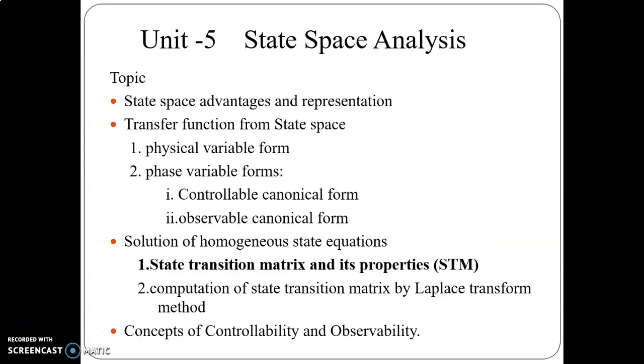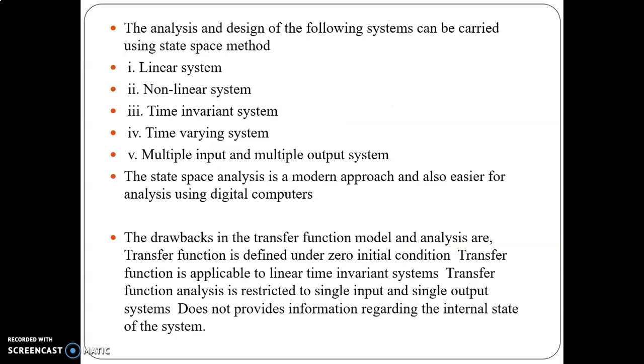In unit number 5, state space analysis, there are different topics like state space analysis and its advantages, and representation using different variable forms. The second topic is the solution of the homogeneous state equation, in which the state transition matrix, that is STM, is found using the Laplace transform method. Before that, I am going to explain what the state space analysis method is and its advantage over the transfer function method.